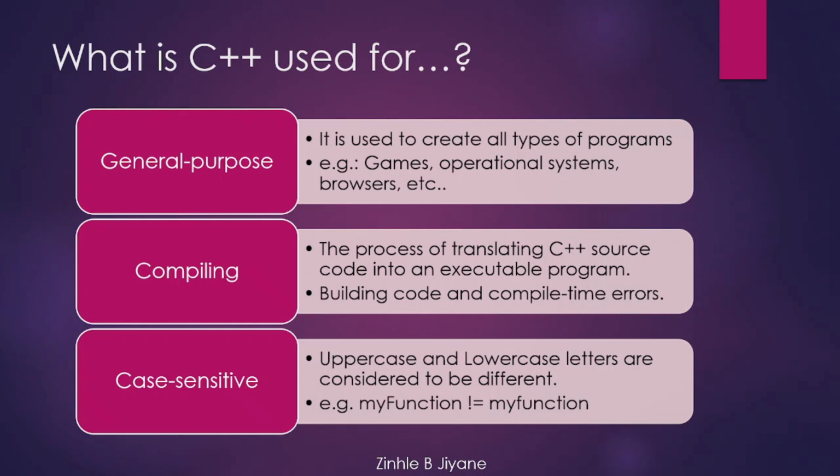And C++ is a compiled language. What does that mean? It means that the code that you input has to be processed or translated into a code that our machine can understand. Compiling simply means that it is the process of translating your C++ source code into an executable program.